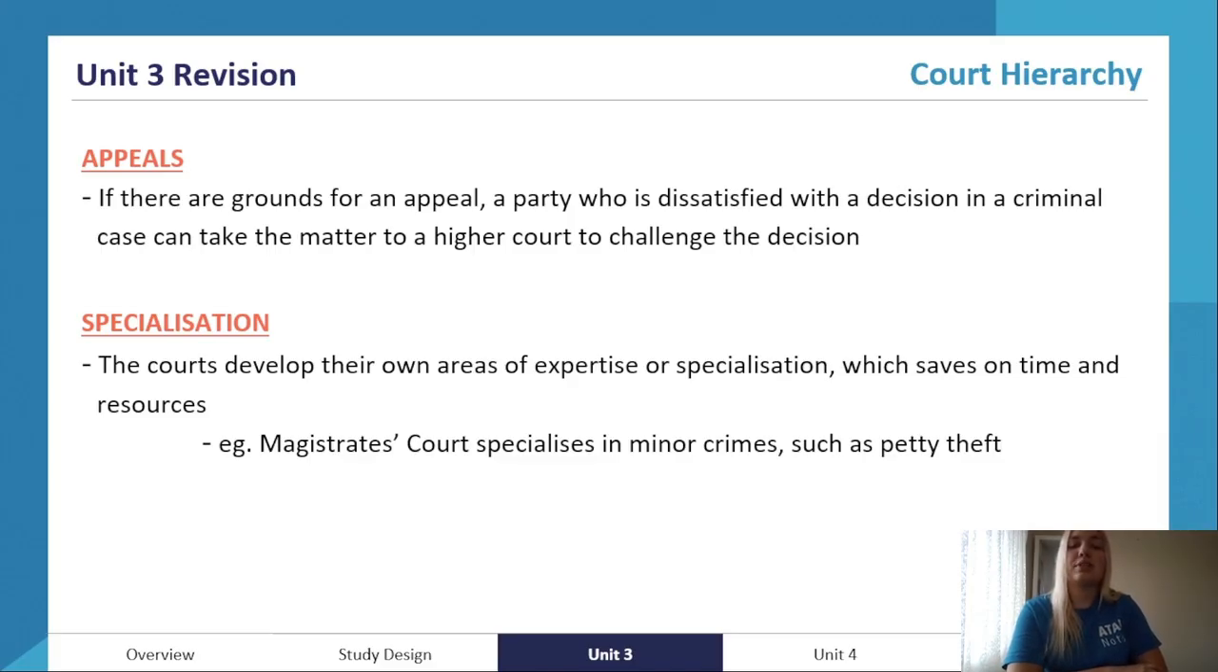Specialization refers to the same types of cases being heard over and over again, because the courts have the court hierarchy, and judges will hear specific types of cases depending on which tier of the court hierarchy they work in. So therefore, they will develop their own areas of expertise or specialization, ensuring more fair outcomes for accused persons within the criminal justice system. For instance, magistrates' courts judges would be experts in minor crimes such as petty theft, because that is part of the jurisdiction.